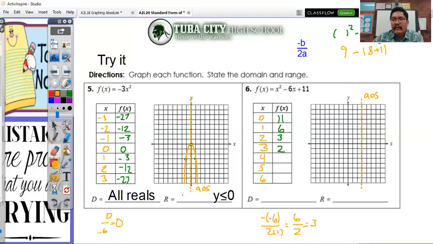And we're going to keep going. In this case here, I'm going to put in 4. So put in 4 into your function and evaluate it. So 4 squared is going to be 16 minus negative 6 times 4 is negative 32 plus 11. And this would be negative 16 plus 11, which is going to be 3.